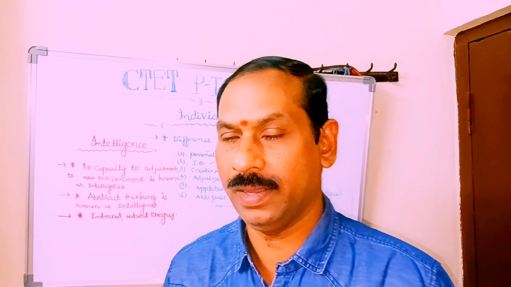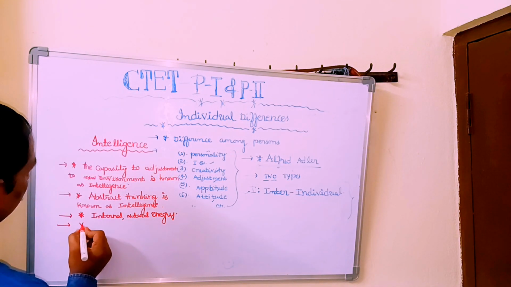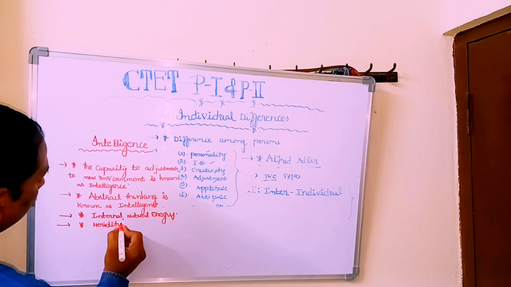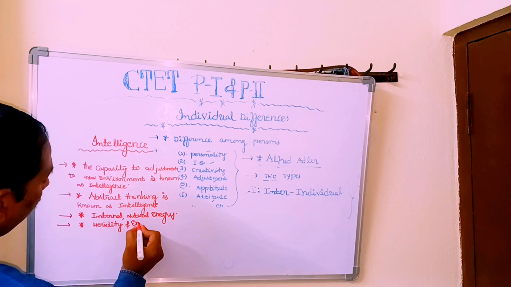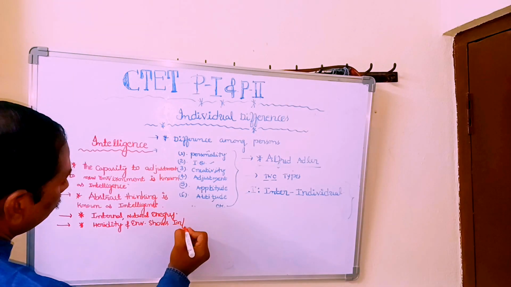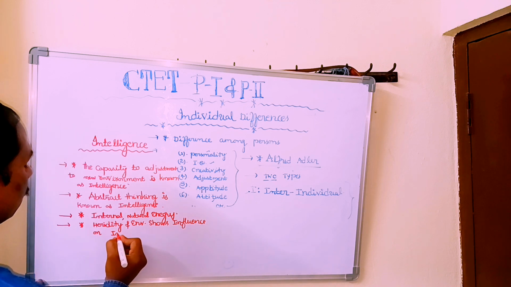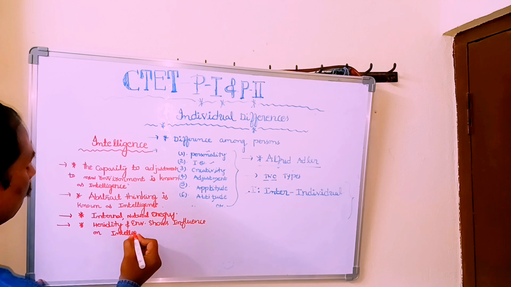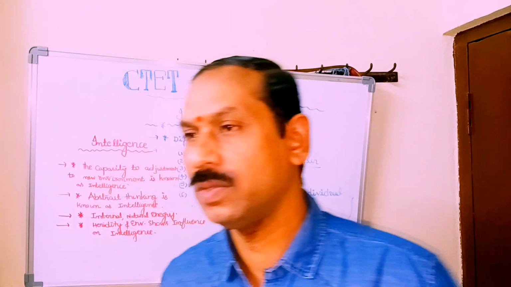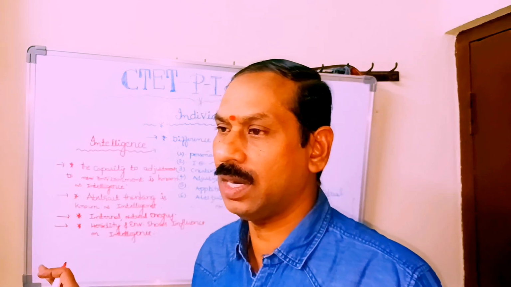Heredity and environment influence intelligence. Heredity and environment show influence on intelligence, and it is a natural internal energy.